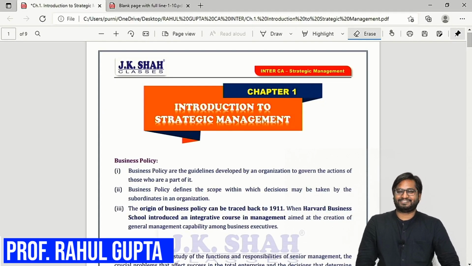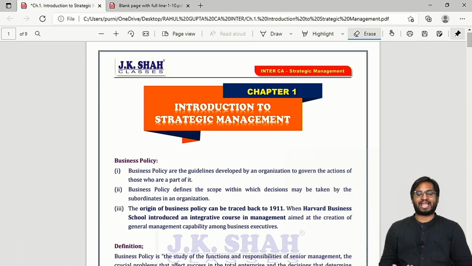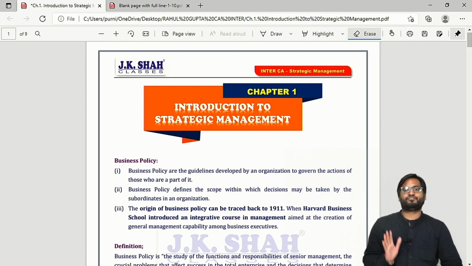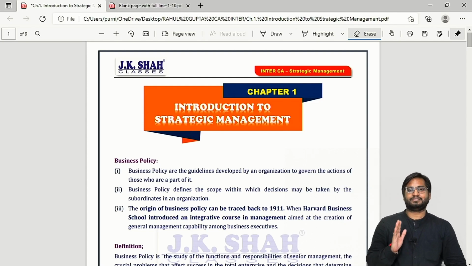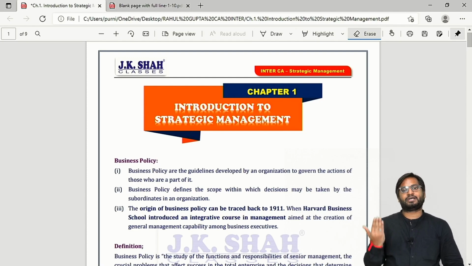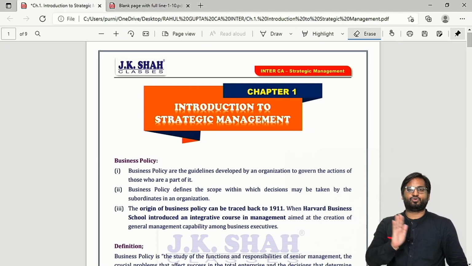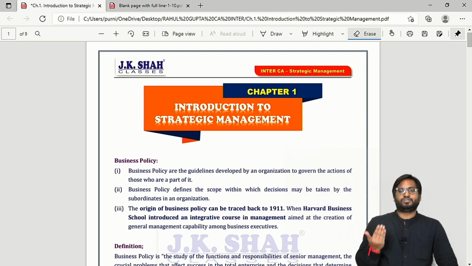Hi guys. So let's start with our revision of strategic management. As you might be aware, we have 8 chapters in strategic management. This is part of paper number 7. This is part B, that is strategic management. 50 marks, out of which 15 marks will be for your MCQs. We need to prepare for 35 marks. And I hope you know the paper pattern.